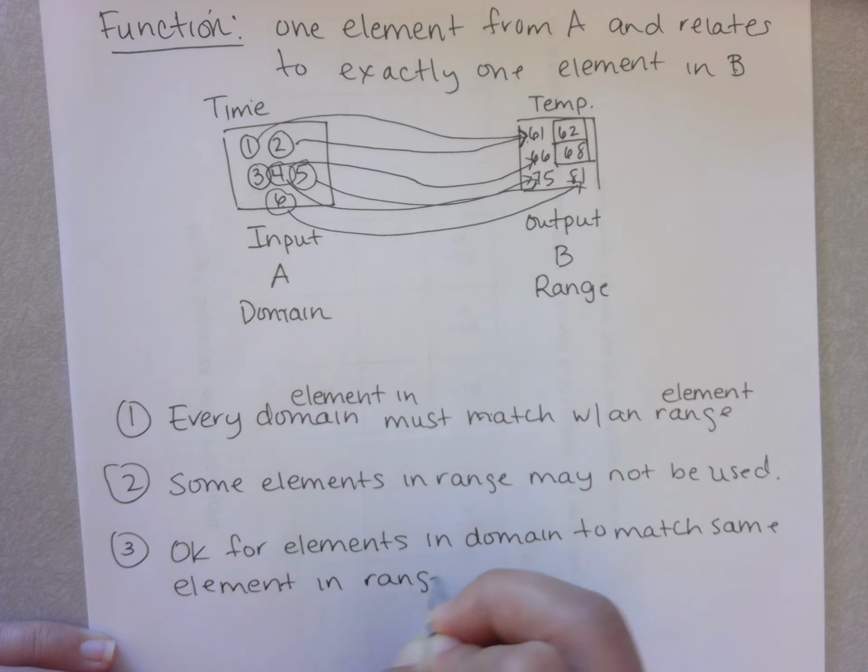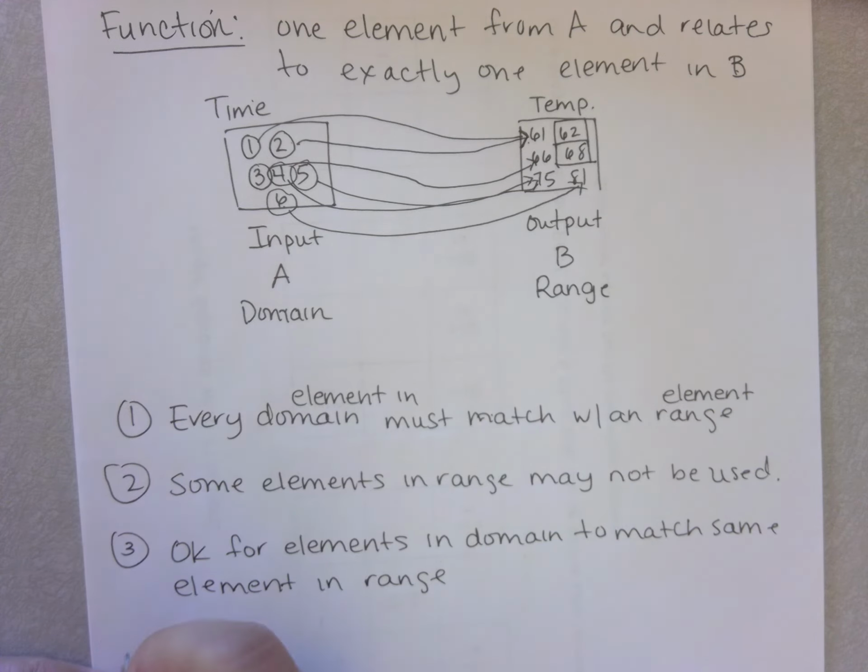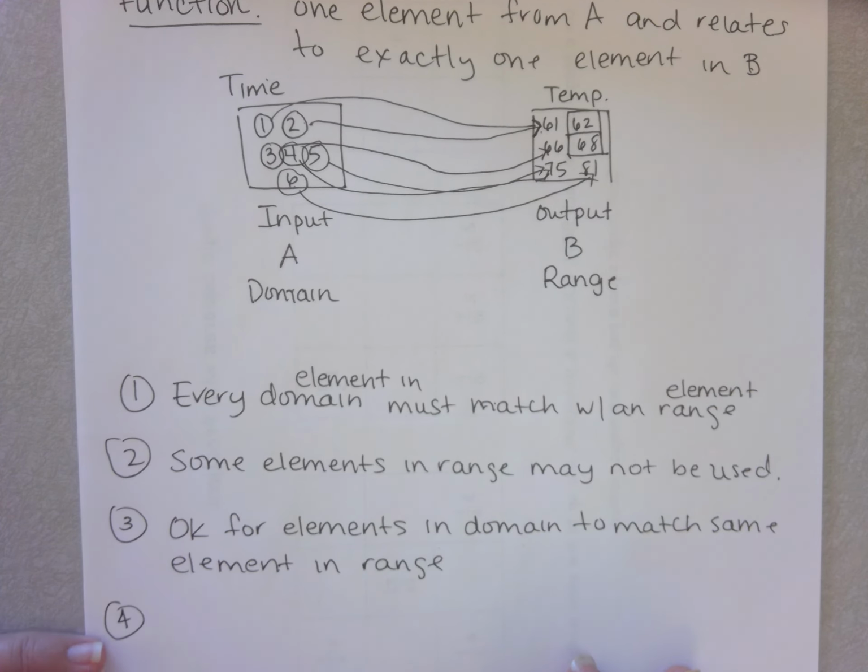That is perfectly acceptable. All right, and then the last thing that we're going to talk about, that makes something that we know is a function, is that one element in the domain cannot match with more than one element in the range. So in our example up above with time, if I went in to check the temperature at 1 o'clock, the temperature can't be both 61 and 81. So every element in the domain only has one matching element in the range.